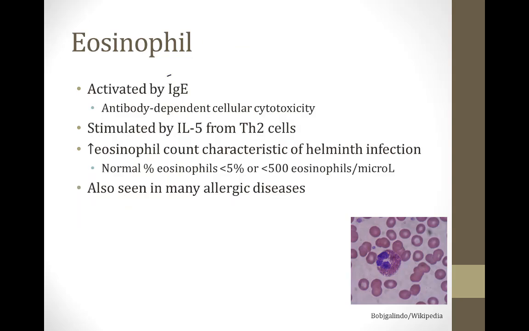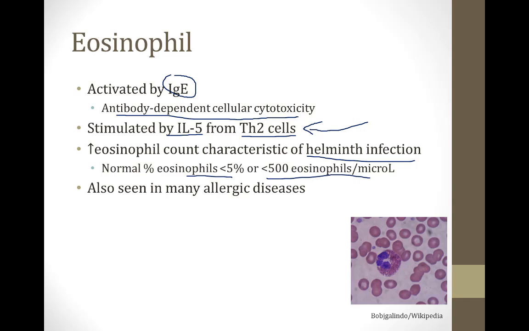Eosinophils are activated by the IgE antibody, and I talked about this a few slides ago when I described the process of antibody-dependent cellular cytotoxicity. Eosinophils are stimulated by IL-5, which can be released by T cells. The Th2 subset of T cells releases IL-5, and I talk about this in more detail in the module on T cells. And you should know that high eosinophil counts are seen in patients who have a helminth infection. Normally, eosinophils are less than 5% of your white cells, or less than 500 eosinophils per microliter.